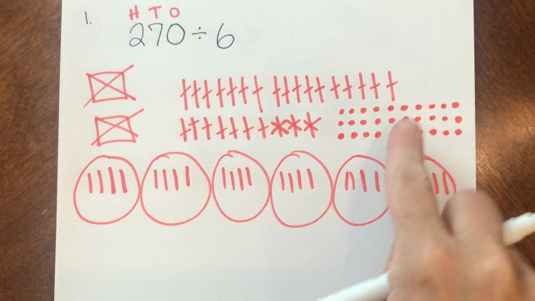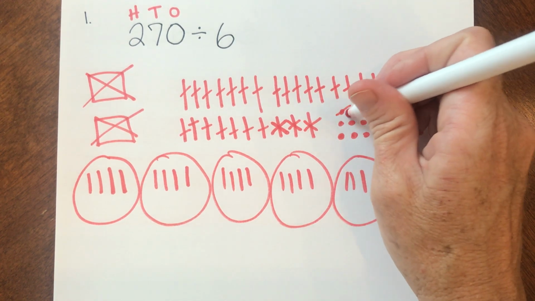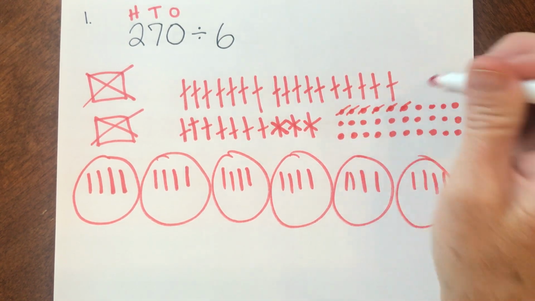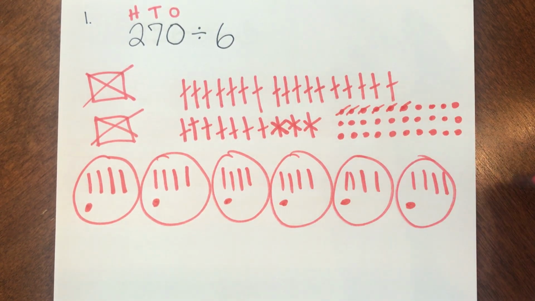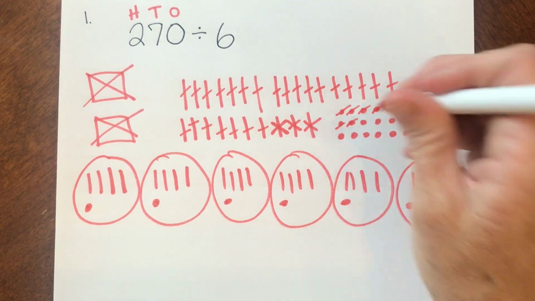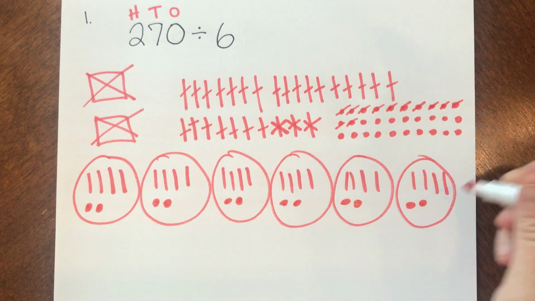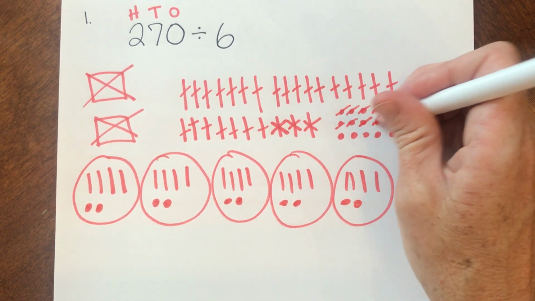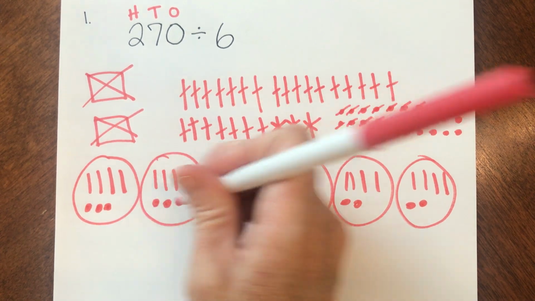Okay, so now I'm going to take my ones and start passing them out. So let's take 6 at a time. 1, 2, 3, 4, 5, 6, and pass those out. Okay, we have enough to pass out again. 1, 2, 3, 4, 5, 6. So let's pass those out. We still have enough. 1, 2, 3, 4, 5, 6. Let's pass those out.